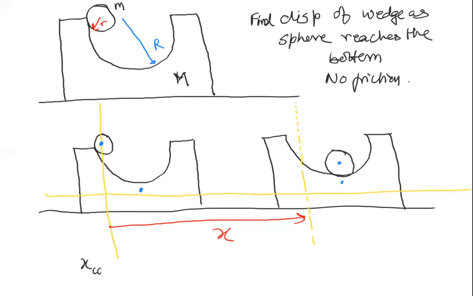X coordinate of center of mass is equal to m into 0 plus capital M into R minus r. This is what you have to do. Because this distance will be R minus r, divided by M plus m.